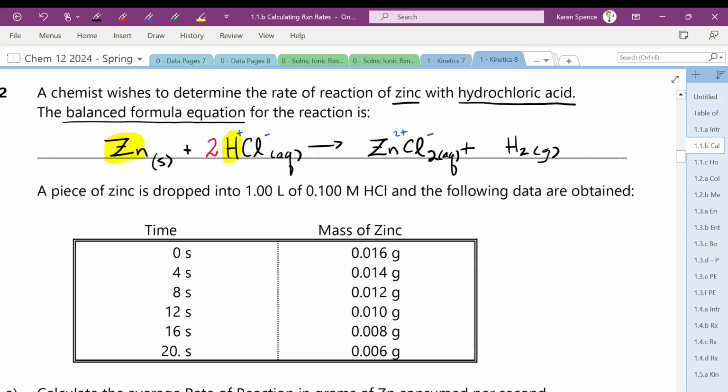Alrighty. So we're dropping our zinc into 1 liter of 1 molar HCl. Let's remind ourselves that that capital M there is pronounced molar. And what does M actually stand for? Molarity, which is the moles per liter. That's just a little reminder of what that means.